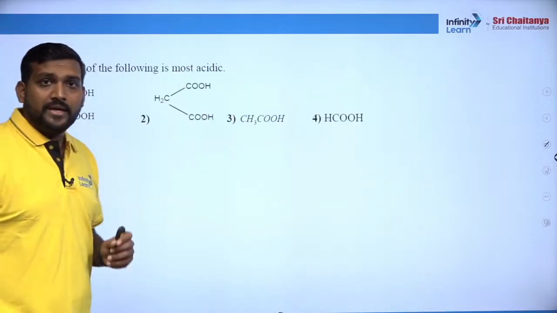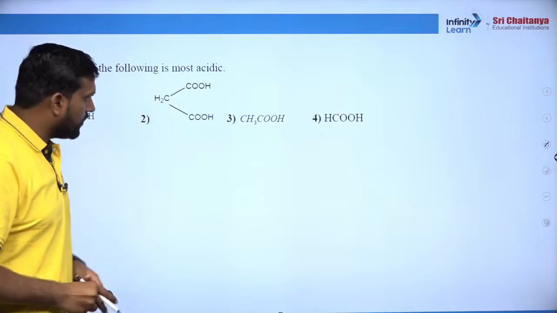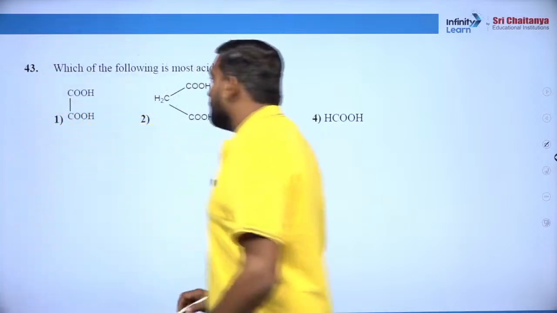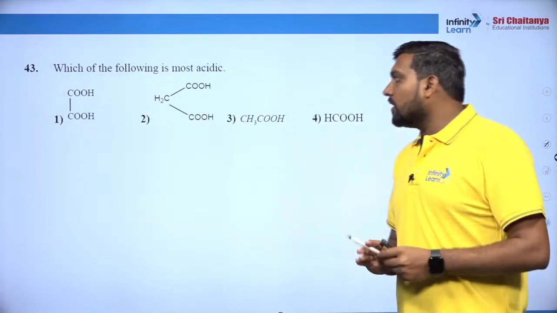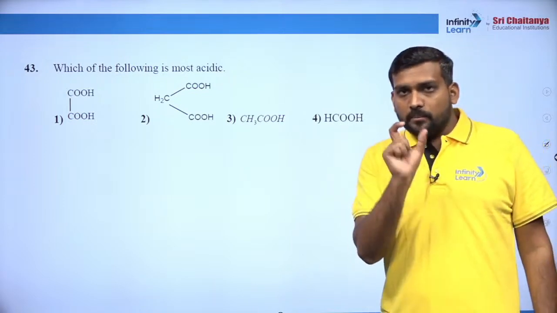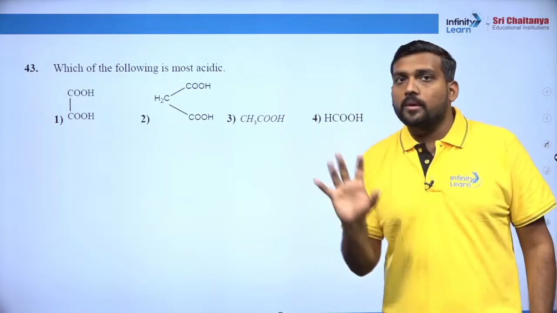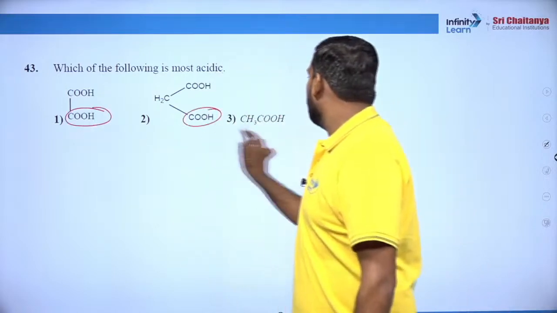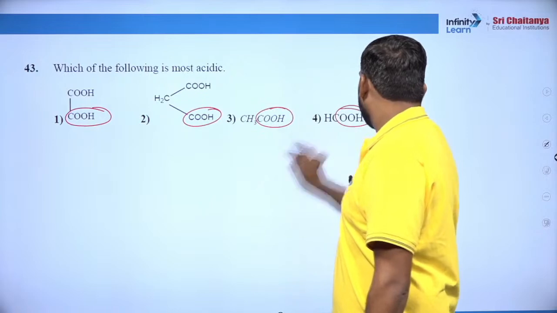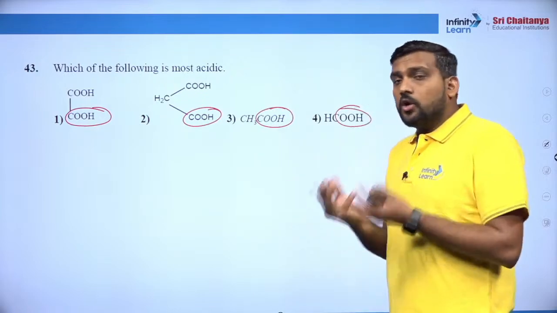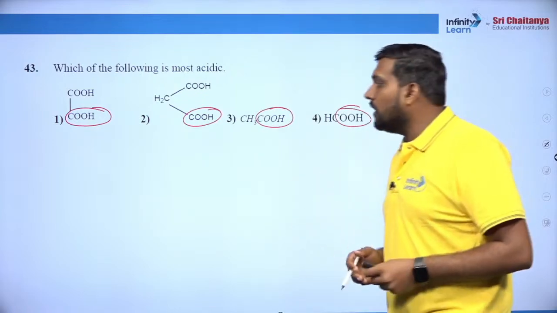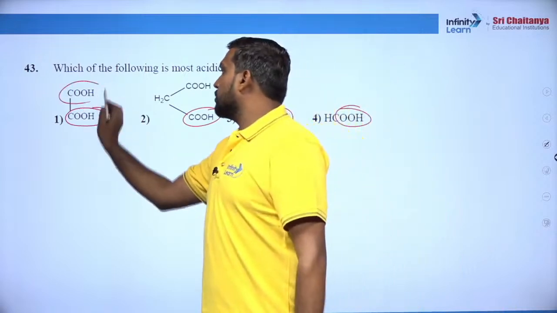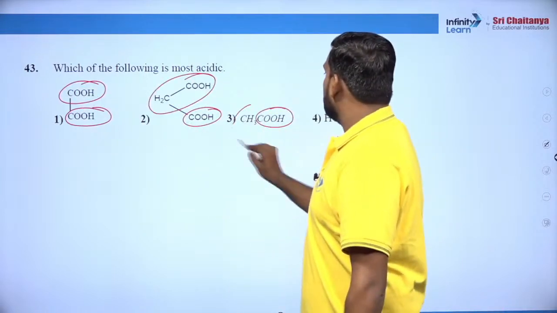Which of the following is the most acidic? So let's find out. Remember, whenever you are comparing something, always compare the differences, never compare the common part. The common part is that all of them contain one acid group. So this is the common part. Now, what is the uncommon part, or which is different in all? Basically this attached group.